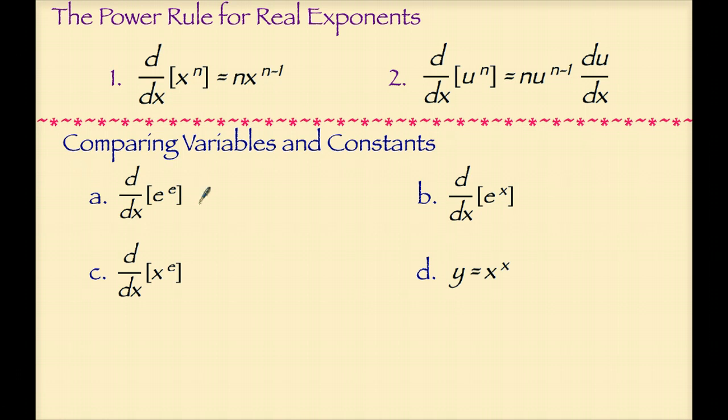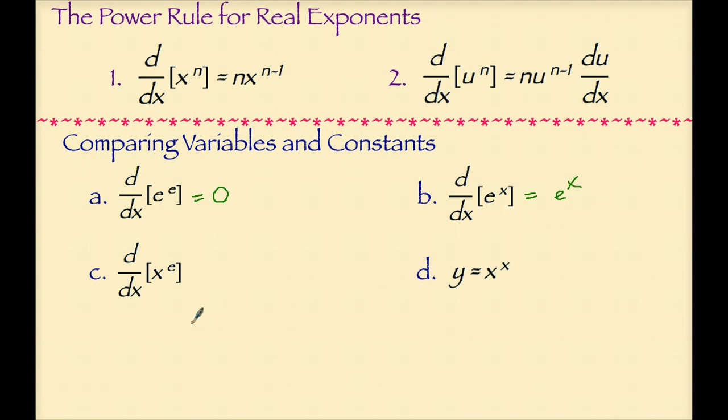First, we're being asked to find the derivative of e to the e. Well, despite appearances, this is just a constant, and the derivative of a constant is 0. Now we're being asked to find the derivative of e to the x, our favorite self-replicating function, and of course that derivative is e to the x.